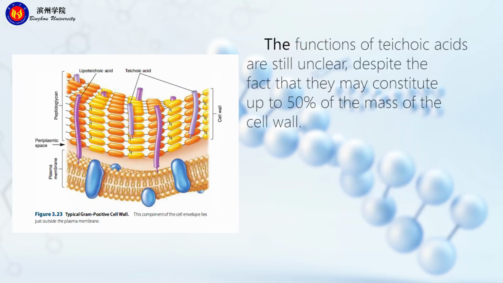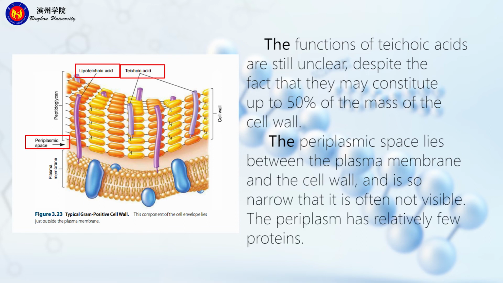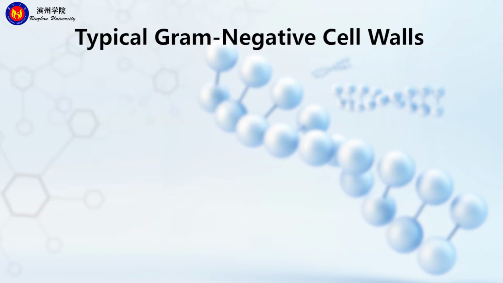The function of teichoic acids is unclear, despite the fact that they may constitute up to 50% of the mass of the cell wall. The periplasmic space lies between the plasma membrane and the cell wall. However, it is so narrow that it is often not visible. The periplasm has relatively few proteins. Then let's see the typical gram-negative cell walls.